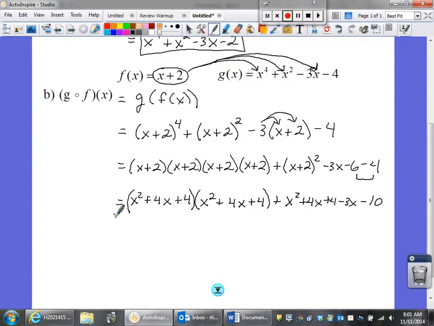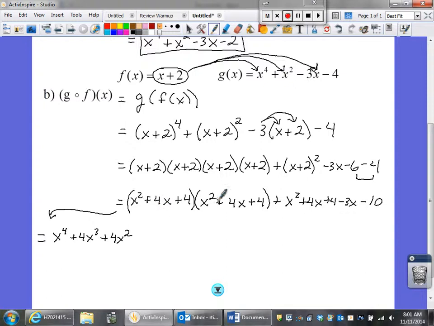I'm going to move this over just a little bit, just to give myself a little bit more space. All right, so here we go. We got x to the second times x to the second, which is x to the fourth power. We have x to the second times 4x, which is plus 4x to the third power. We have x to the second times 4, which is plus 4x squared.